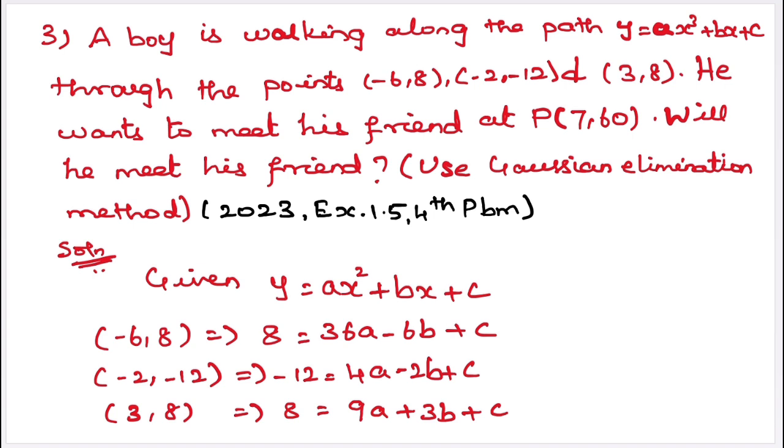Substitute each given point, that is (-6, 8), (-2, -12) and (3, 8), to obtain three linear equations in a, b and c. That is, you substitute (-6, 8), you get 8 is equal to 36a minus 6b plus c. And when you substitute (-2, -12), you get -12 is equal to 4a minus 2b plus c. Finally, if you substitute (3, 8), you get 8 is equal to 9a plus 3b plus c.